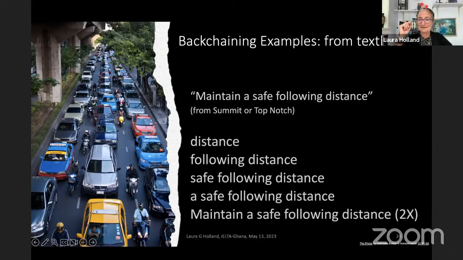Distance. Distance. Right. Following distance. Following distance. Safe following distance. Safe following distance. A safe following distance. A safe following distance. Maintain a safe following distance. Maintain a safe following distance.